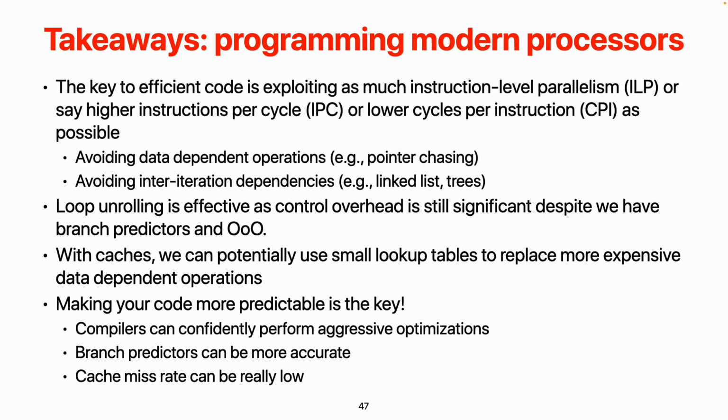Okay, so takeaways, right? Making your code more predictable is actually the way. Because compilers can confidently perform aggressive optimization if you give the compiler more hints. And the branch predictor can be more accurate if your behavior is easier to predict. And cache miss rate can be really low if you know how to make your data access pattern more predictable. So these are the key.